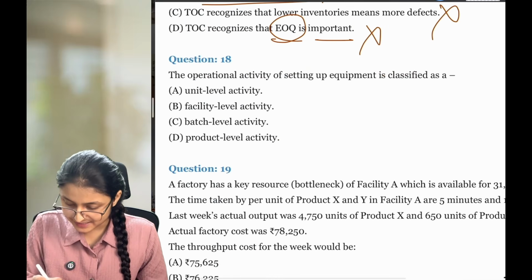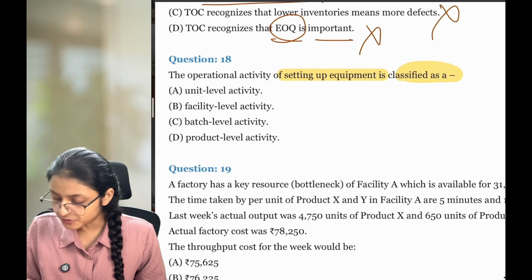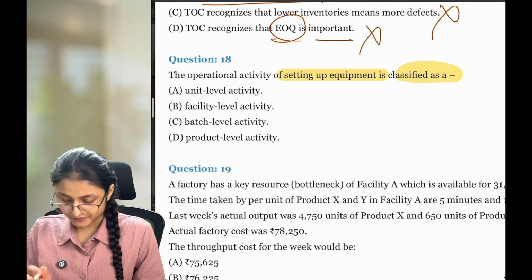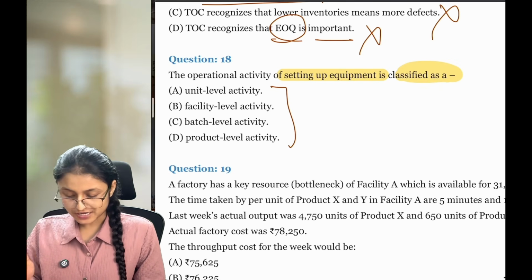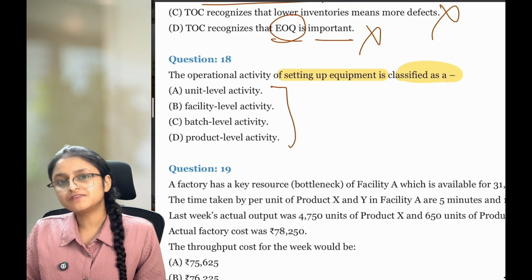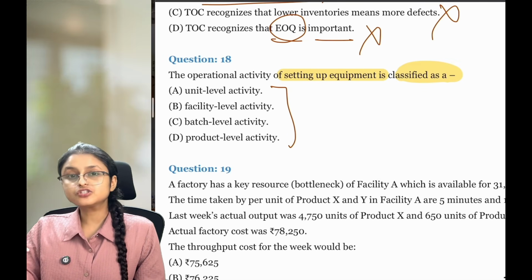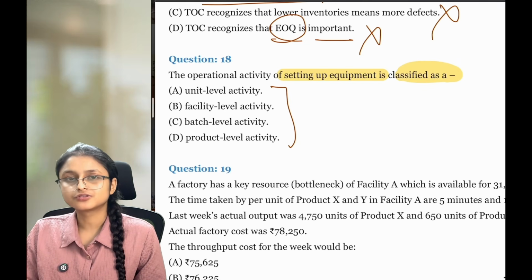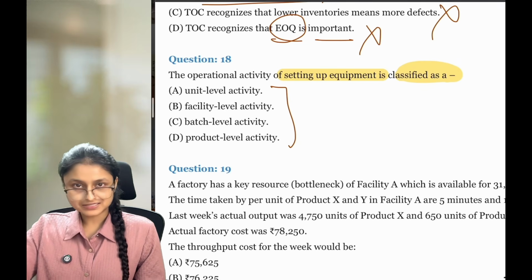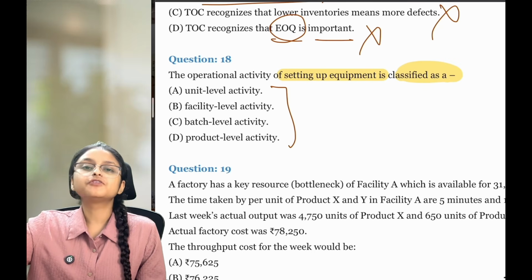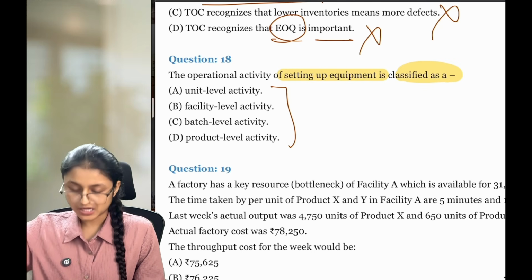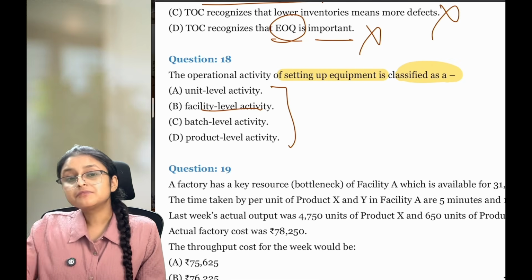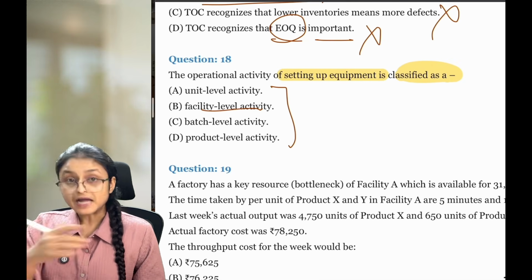Next is question number 18. The operational activity of setting up equipment is classified as. So setting up equipment is classified as what particular type of activity? So there are 4 different types of activities which we have. The first one is unit level activity. The activity, the cost of which is applicable for every unit is a unit level activity. Like the direct material which you use is a unit level activity which will be applicable for every product which we are producing. Facility level activity like the rent of the factory is applicable for your facility, for the factory in which you are.